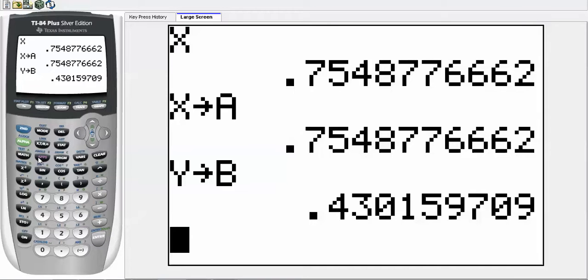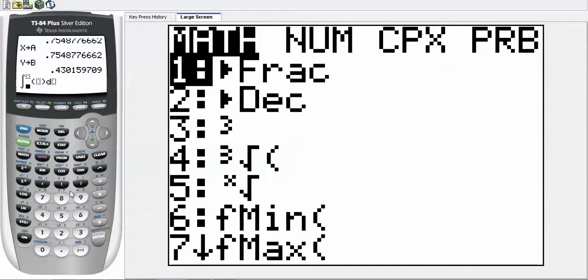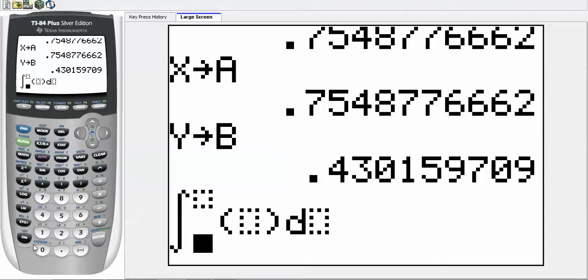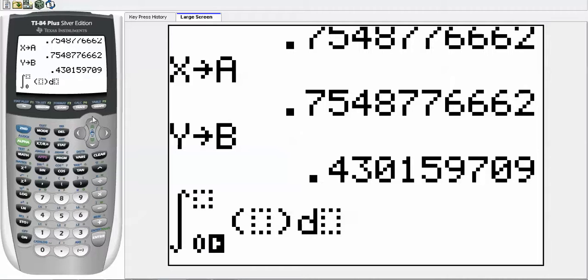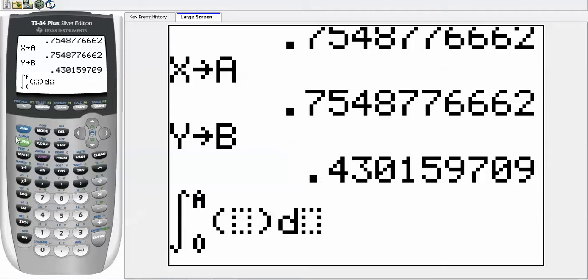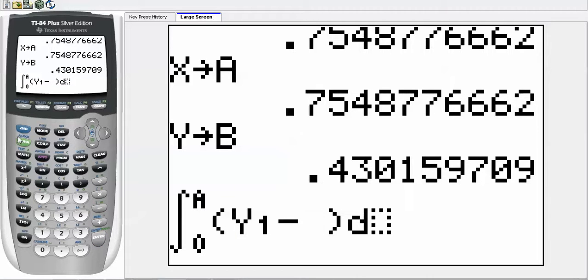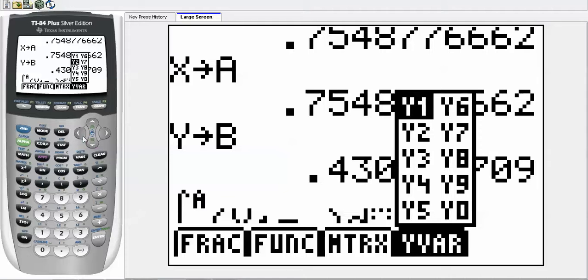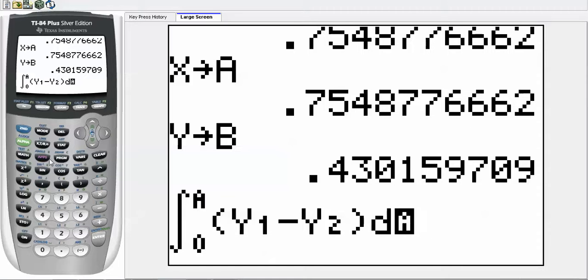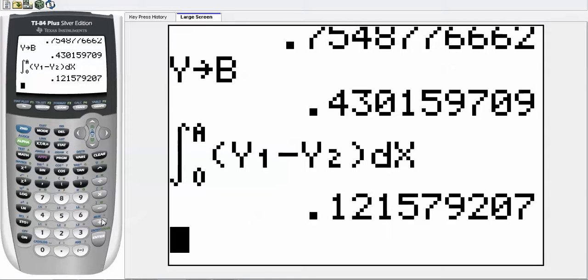Okay, so now what I'm going to do, math, not a good estimate. What are you integrating from and to? 0 to, literally you can put a right there. It's going to look a little different on yours. And now the function is going to be the first function, y1, minus y2, because I typed it in as the second function. And it's going to be dx. Press enter. There it is, right there.